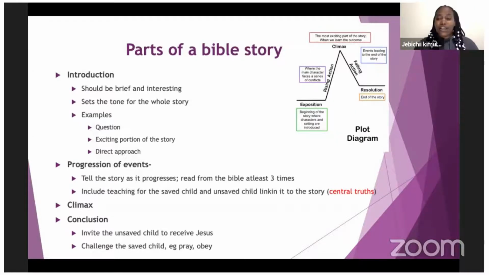Introduction. The introduction is where you introduce the story, introduce the character, and create the scene for the story.